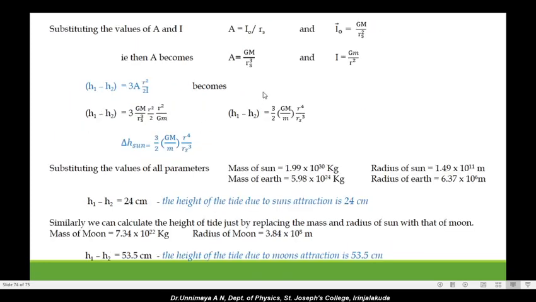Okay, now let us substitute. We need to substitute the values of a and I. We know a is equal to I0 by rs, and I0 is gm by rs square. Substituting this value of I0 in this equation, a is equal to I0 by rs. Substitute I0 in it. Then we will have a is equal to gm by rs cube.